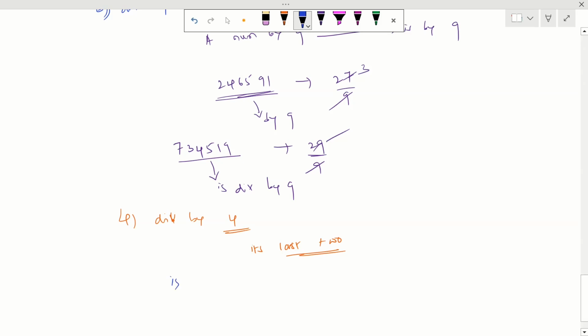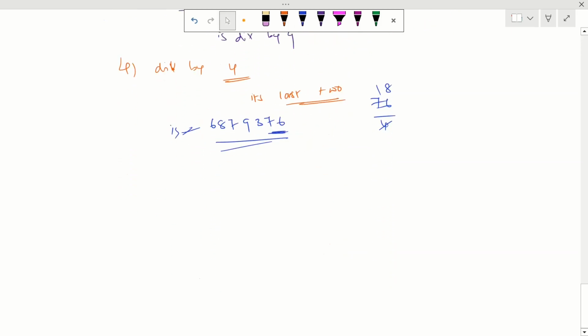I will give an example here, 6879376. Is this number divisible by 4 or not? How to check? We take the last two digits, 76. 4 ones are 4, 3 remains, 4 7s are 28... 4 19s are 76. Then we can say this number is divisible by 4.